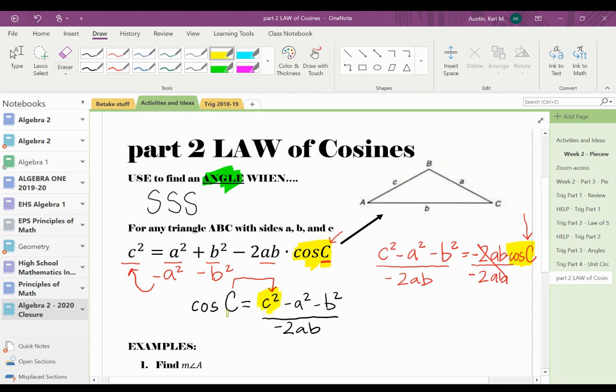So if you're looking for angle C, side C goes here, and that's the only time you use side C. And then it's the other 2 sides. If you were looking for angle A, side A would go first, and it would be the other 2 sides.